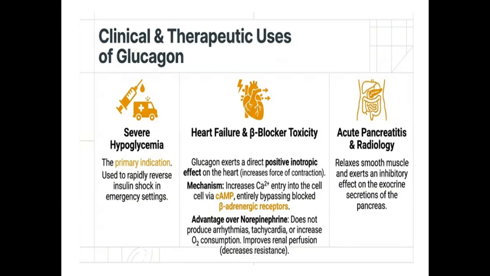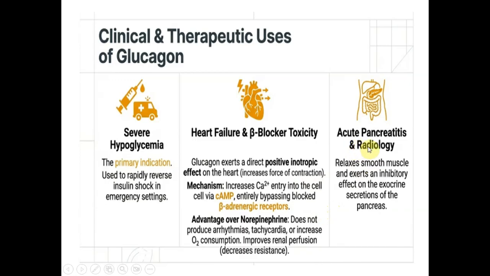So, in the state of heart failure, glucagon exerts a direct positive inotropic effect on the heart, that is, increased force of contraction. The mechanism of action is the increased calcium entry into the cell via cyclic AMP, entirely bypassing blocked beta-adrenergic receptors. And glucagon has an advantage over norepinephrine as it does not produce arrhythmias, tachycardia, or increase oxygen consumption, and it improves renal perfusion.